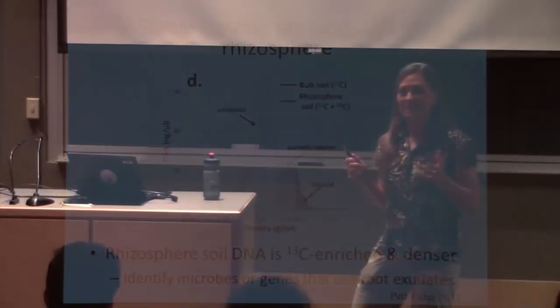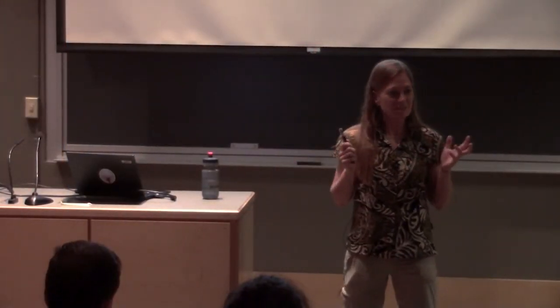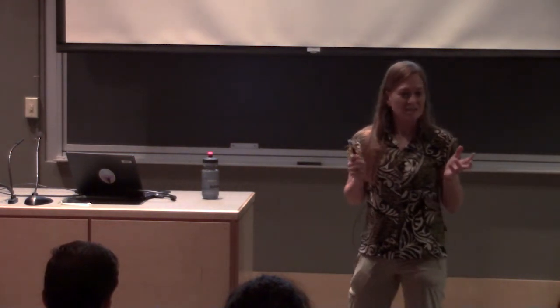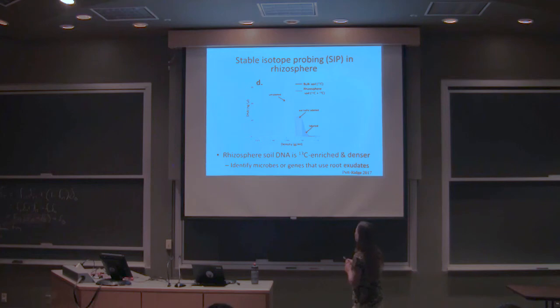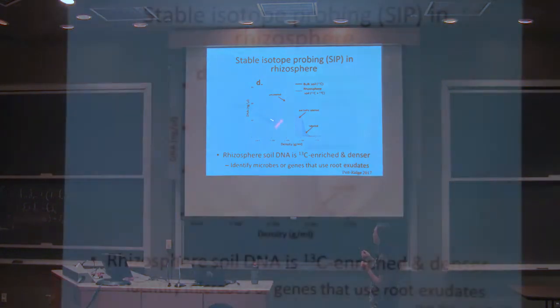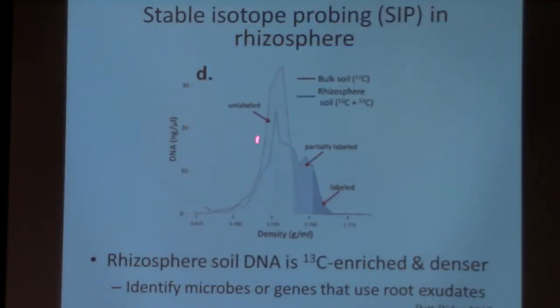And this is not using, so what they do is centrifugation, right? So this is not based on any kind of isotope ratio mass spectrometry. They basically label the plants. The plants leak that C13 out into the soil rhizosphere. Then they take the soil, and there's the red line there is the bulk soil.